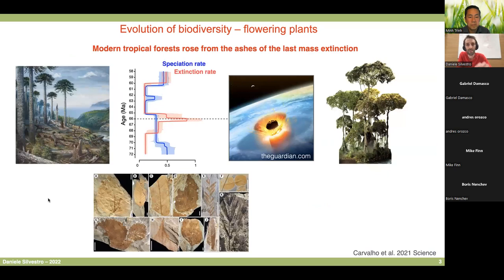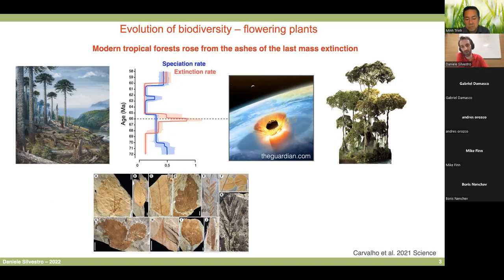So there are some snapshots of the evolution of flowering plants that can be analyzed through the fossil record. For example, in a recent study, we looked at the fossil record just before and just after the meteorite that hit Earth 66 million years ago, at which point all dinosaurs went extinct. And analyzing these fossils using a Bayesian framework, we were able to estimate how species originated and went extinct around this point in time.